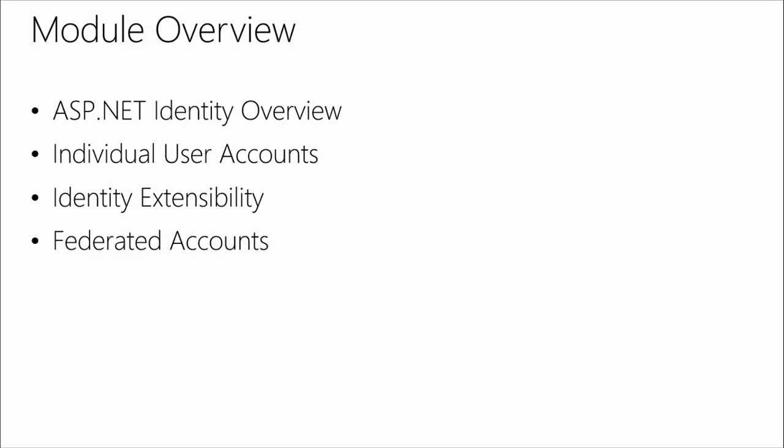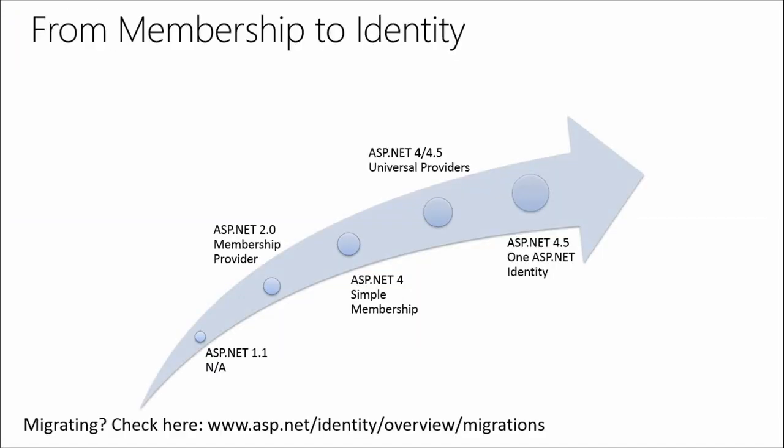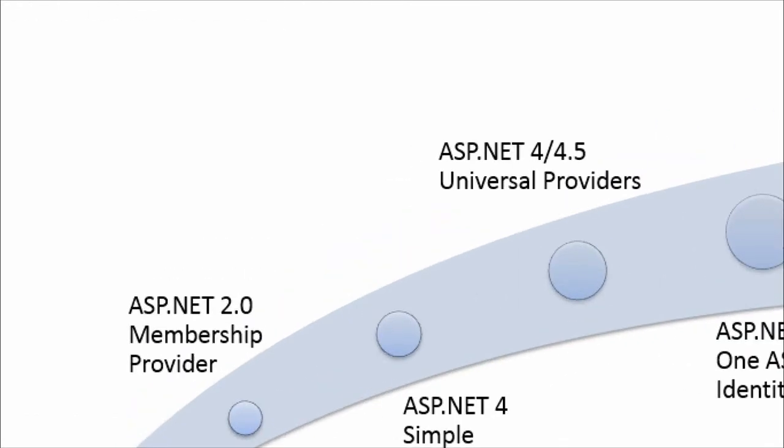Here's kind of an overview of what we'll be looking at. ASP.NET Identity, individual user accounts, which is generally anything you're storing in a database. Identity extensibility, and federated identity as well. So here's kind of a look at where we've been, how far we've come.